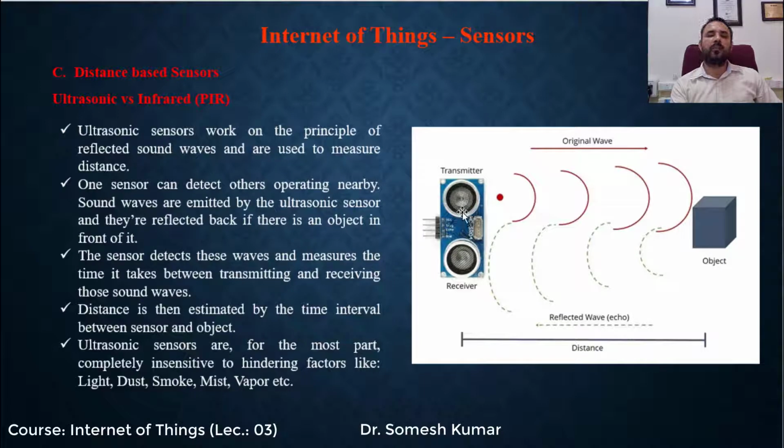It has two components. One is your transmitter, and the second one is your receiver. The transmitter transmits the ultrasonic or sound waves. If an obstacle comes in between, then these sound waves are reflected back towards the receiver. And the amount of time taken between the transmitter and the receiver is used to calculate your distance.